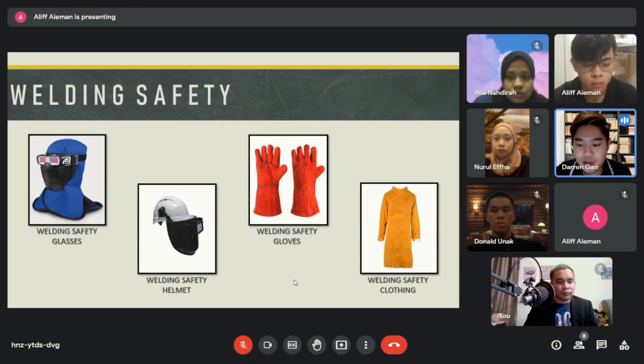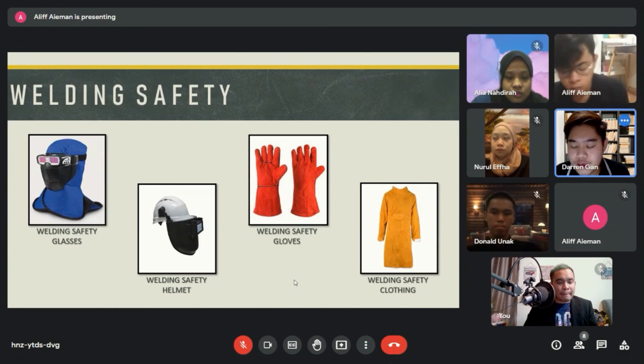The next safety clothing that should be worn by the welder is a welding glove. Welding gloves are important personal protective equipment that a welder should have. They are used to protect the welder from electric shock, flames, hot parts, and sharp or flying metal.